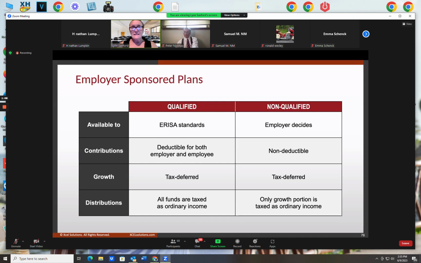Now once it's in there, in both cases, the money grows on a tax-deferred basis. The money grows on a tax-deferred basis for a qualified plan, and it grows on a tax-deferred basis also for a non-qualified annuity plan. Distributions from qualified plans, when you get the money out: pre-tax dollars went in, it grew tax deferred, you didn't have to pay tax as it grew. Now that you're taking money out, you're going to pay tax on anything you take out. All funds are taxed as ordinary income when you take the money out.